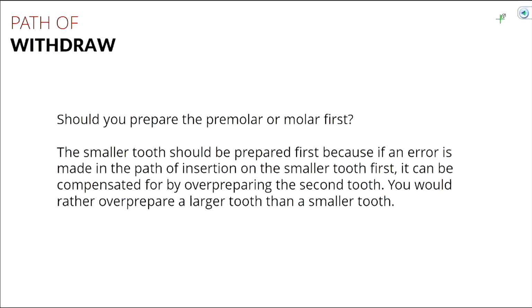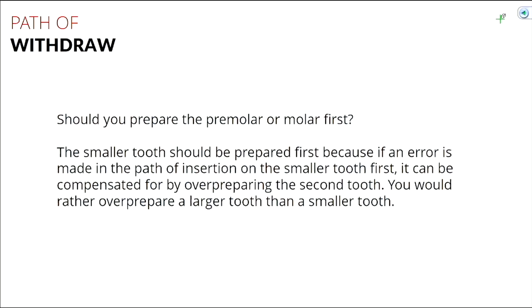So remember we talked about not having undercuts on single tooth preparations, right? What's the reason for not having undercuts? What problems would you run into if you had an undercut? So no path of withdrawal would lead to your wax step not being able to be removed. The same thing would occur when you try to make a provisional. It would get locked into those undercuts.